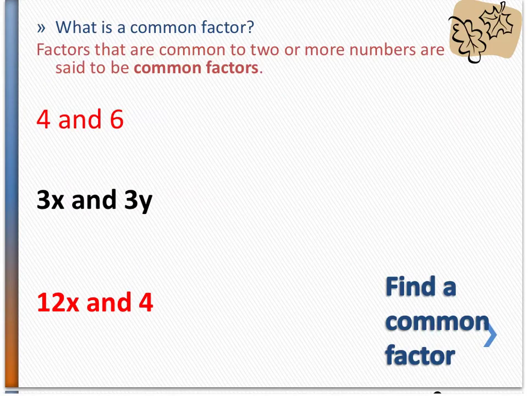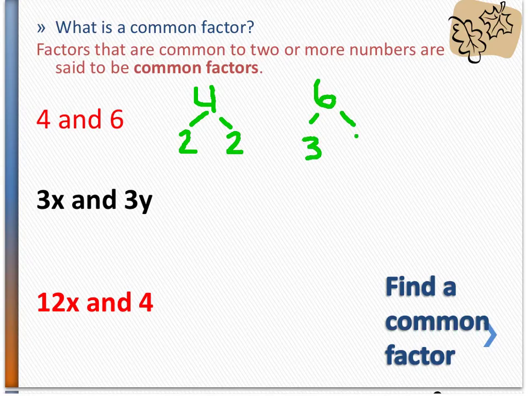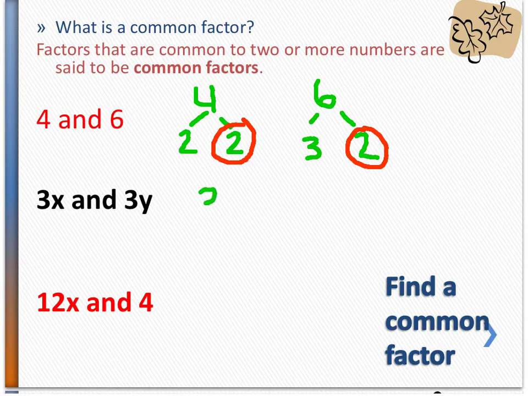All right, so what are the common factors? So now we're going to talk about common factors. So we talked about factors, but now we want to know what two numbers have in common. So for example, the number 4 is 2 and 2. The number 6 is 3 and 2. Therefore, the common factor is 2. Okay, notice how both of them have a 2 in common. Now, what about 3x and 3y? Well, 3x is just 3 times x, and 3y is 3 times y. Therefore, what they have in common is 3.